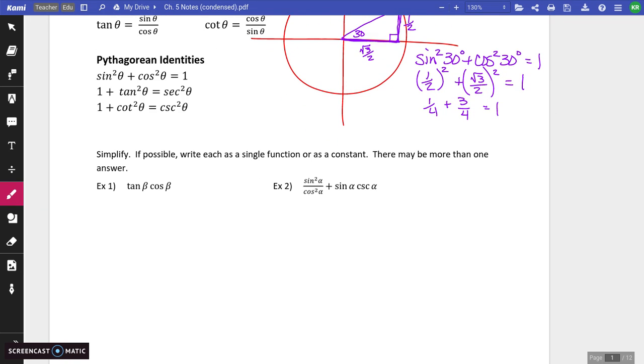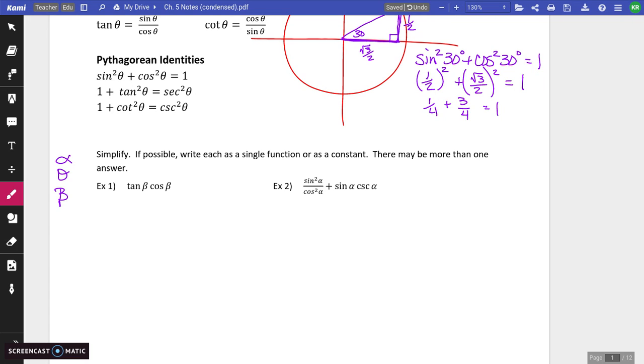All right. So if we start with this one, tangent of beta times cosine of beta. This is just another Greek letter. You're used to alpha, theta. This one is beta. So it's just a variable. It's an x. It's a theta.